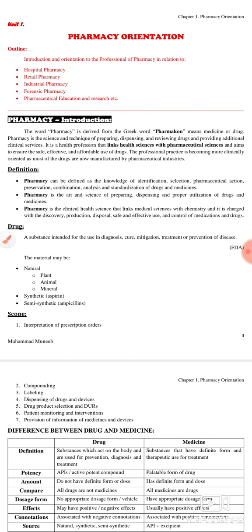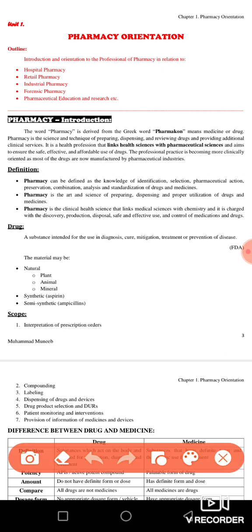In today's video, we are going to discuss pharmacy orientation. This is the first chapter of physical pharmacy, and in this chapter we are going to cover the introduction and orientation of pharmacy. Then we see the types of pharmacy, for example, hospital pharmacy, retail pharmacy, industrial pharmacy, forensic pharmacy, and we also see how pharmaceutical education and research are important for us.